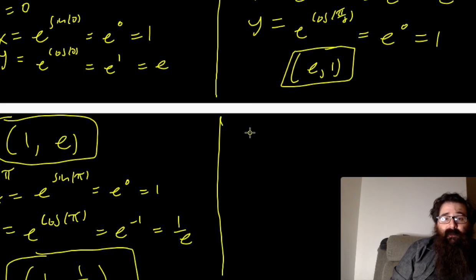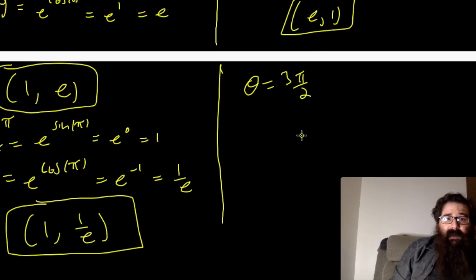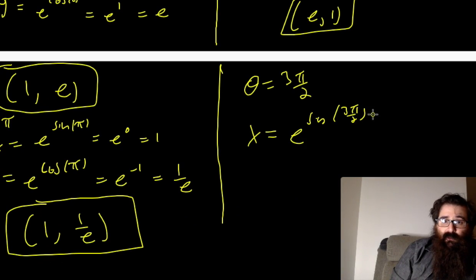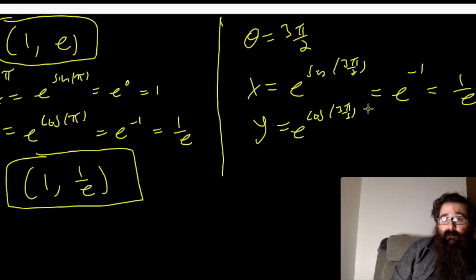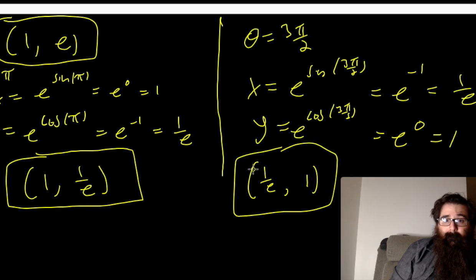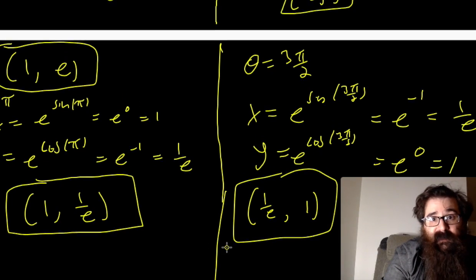And then I can work with the other value for theta, which was 3 pi over 2. Let's say, okay, well then x is going to be e to the power of sine of 3 pi over 2. We'd say, well, that's e to the -1, which is the same as 1 over e. And that y is e to the cosine of 3 pi over 2. Cosine of 3 pi over 2 is 0, so e to the 0, which is 1. So we get this other ordered pair, x is 1 over e, y is 1. And that would be for the vertical points of tangency.